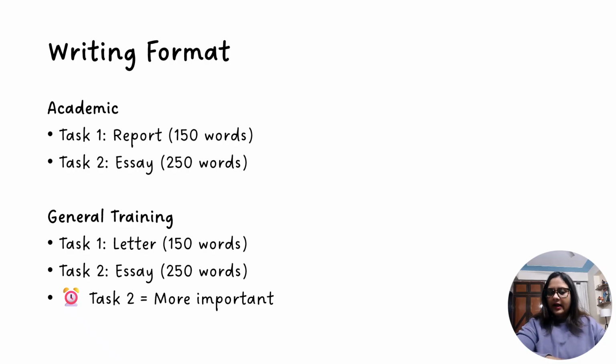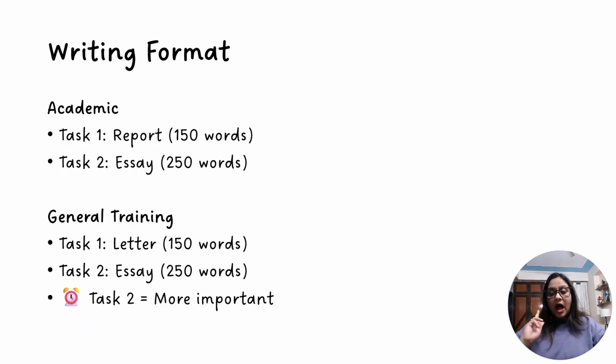keep your time for task 2, like 40 minutes, at least 35 minutes for task 2, so that you can get 5 minutes extra to revise it or just go through it again if you are missing something, so that you can check it. And if you feel that you have made some mistake, or you can add something, it's important you keep some time apart for proofreading.